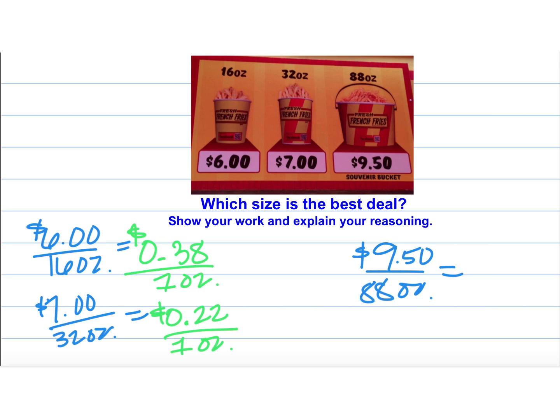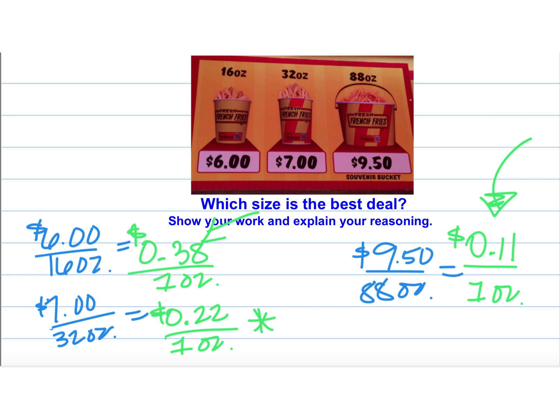So for 1 ounce of fries, so far, this one is a better deal because I'm only paying 22 cents per ounce, whereas this one I'm paying 38 cents per ounce. And then the last one, $9.50 divided by 88, is 11 cents per ounce. So this one is by far the better deal because it's half of the price, or less than half of the price of the other two.